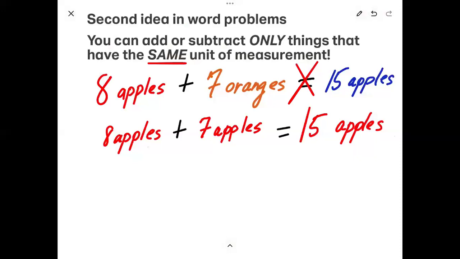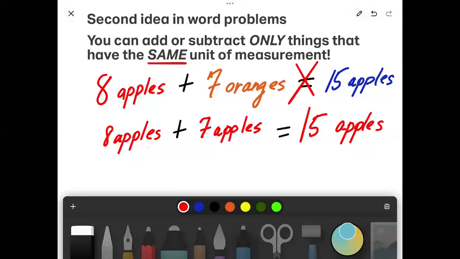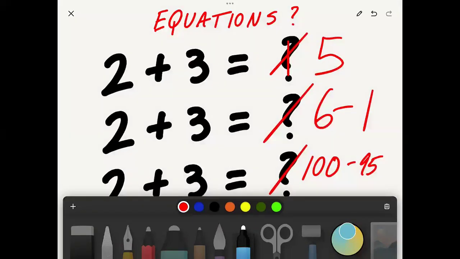We could say 8 apples plus 7 apples equals 15 apples, or we could say 8 apples plus 7 oranges equals 15 pieces of fruit. But in that case, that means we would have to change this unit, and we'd have to change this unit to fruit. But then that's okay. So they have to have the same unit of measurement in order to add or subtract them. That's the idea that a lot of you always knew, but you don't use it when you're looking at word problems. Now, here's my final rule, and it's kind of related to the one before.